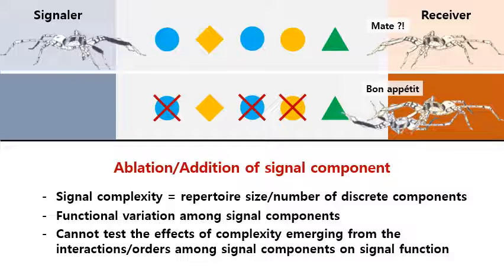Traditionally, biologists have tried to answer the question by ablating or adding signal components through the manipulation of the signaling apparatus, and observing whether the manipulation induced any variation in the receiver's behavioral or neural responses. In this approach, signal complexity has been regarded as the size of the repertoire or the number of discrete components. However, this traditional approach can only assess the functional variation among discrete components, but cannot investigate the emerging properties of the complexity of the interactions or temporal orders among signal components within a sequence of signals.